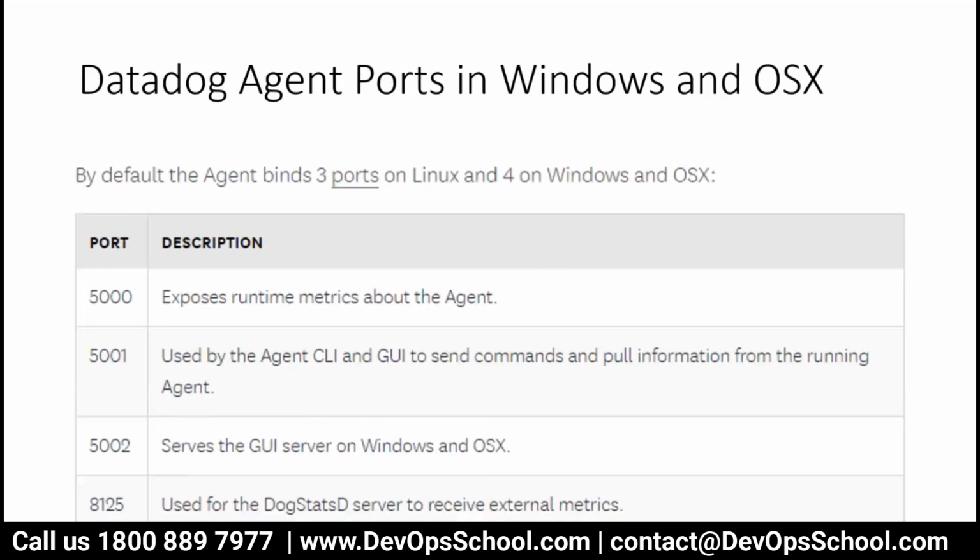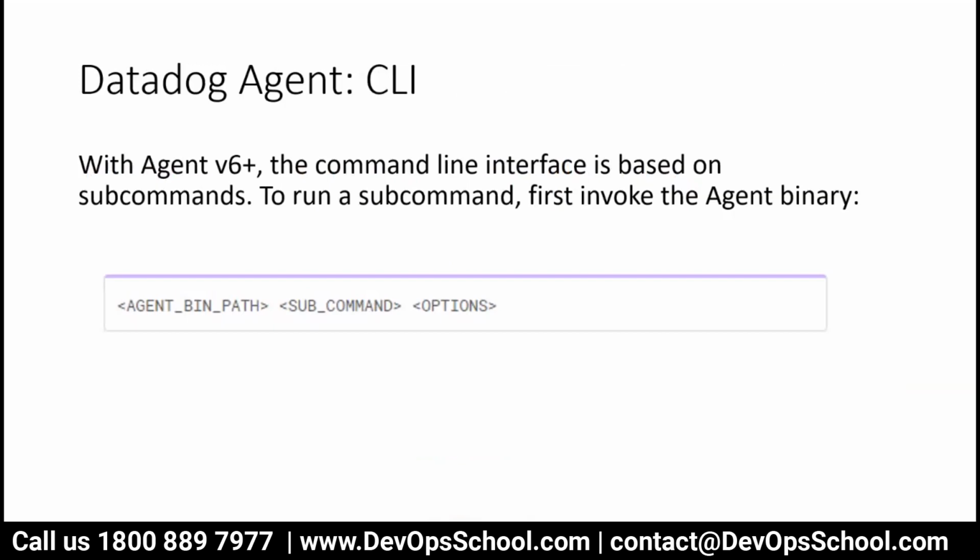Which are the ports we have to be careful about while working with the agent? There are a few ports: 5000, 5001, 5002, and 8125. 8125, we understood, is the DogStatsD port. For the agent UI, port 5002. For CLI operations, you have port 5001, and port 5000 exposes runtime metrics about the agent. That means if you want to know information about the agent, then you can query port 5000. Okay, so you can work with the CLI. I'll show you that one. It'll be easier for you.